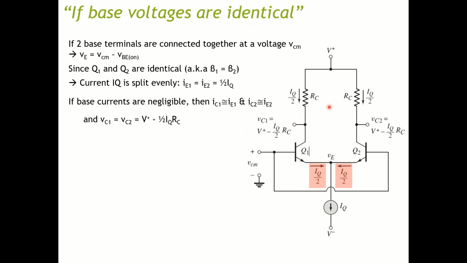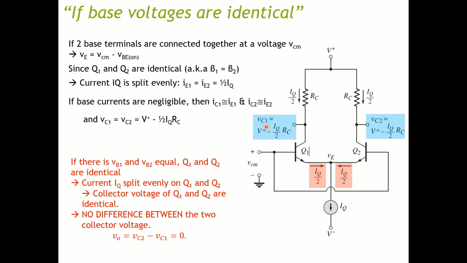Now you have those elements, so you can calculate the output voltage at the collector, or the collector voltage for each transistor. Since they are symmetrical, VC1 will be equal to VC2, equal to V plus minus current multiplied by resistance, Ohm's law. Then your collector voltage here is V plus minus half of IQ multiplied by RC.